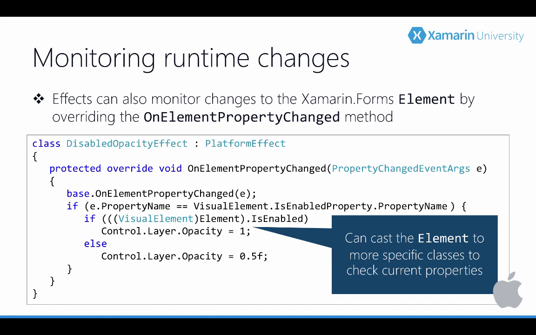Now this approach allows us to respond to things changing on the element and do something to our native control that the default renderer implementation does not. Here, for example, we're changing the opacity of disabled elements to half transparent.